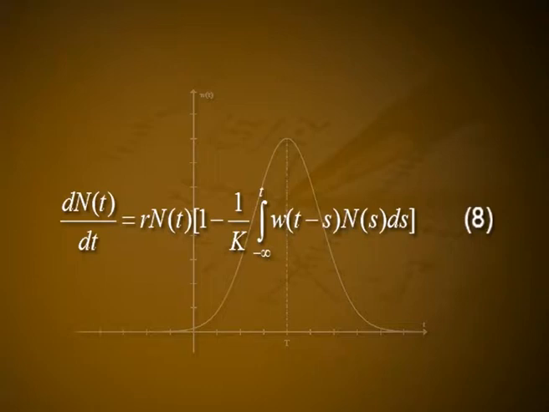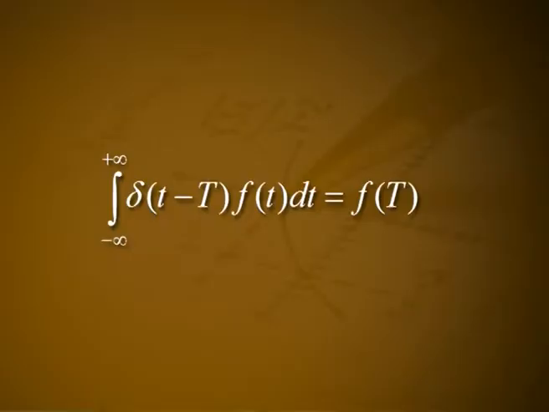If W of t is sharper, in the sense that the region around T is narrower, then in the limit we can think of W(t) as approximating the Dirac delta function delta(t minus T), where the integral from minus infinity to infinity of delta(t minus T) f of t dt is equal to f of capital T.